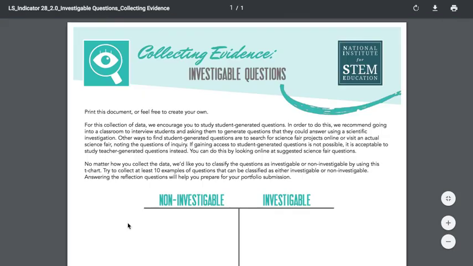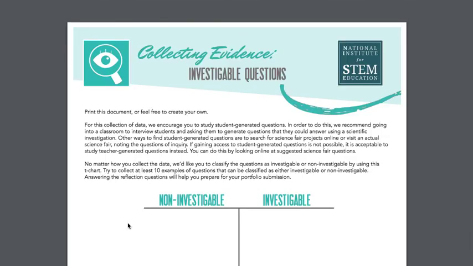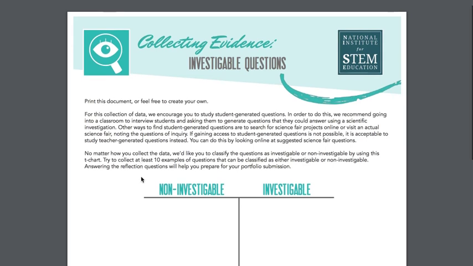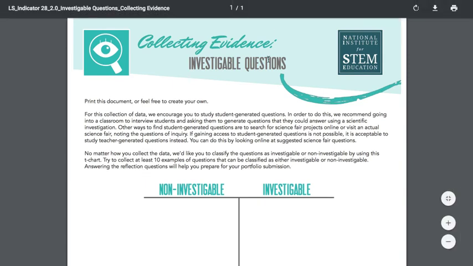Collecting evidence documents are at the very heart of this STEM certificate program. There is one collecting evidence document for every indicator. What our candidates do is they print these out and they observe a classroom. In most cases, there are some exceptions. They observe a classroom and they collect data of the indicator and practice. It is this data which is the basis for the portfolio submission.